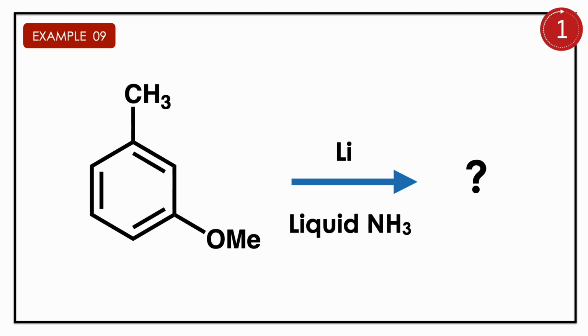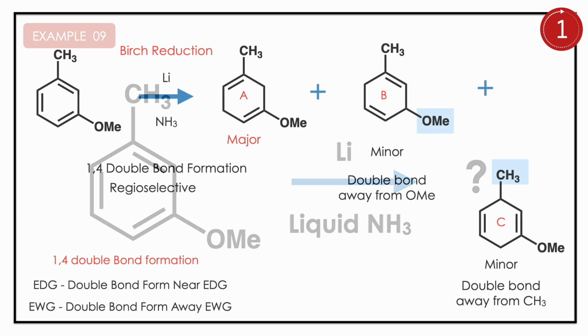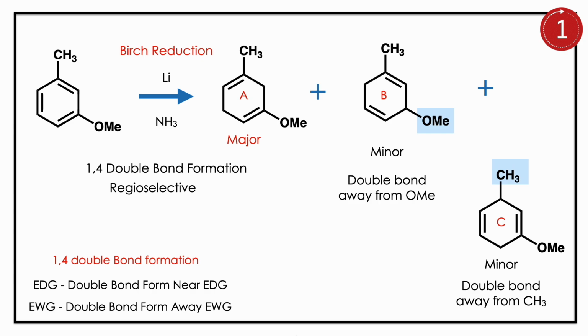Then the next example, you have toluene, in the meta position you have methoxide, and you are reacting with lithium and liquid ammonia. You should find what will be the final product. The question is interesting because you have two different functional groups but both have the same property in nature. Both are electron donating, because of the mesomeric effect in the O-methyl group and hyperconjugation in the methyl group, two different sets of electron donation. How it can drive the product is the real question here.